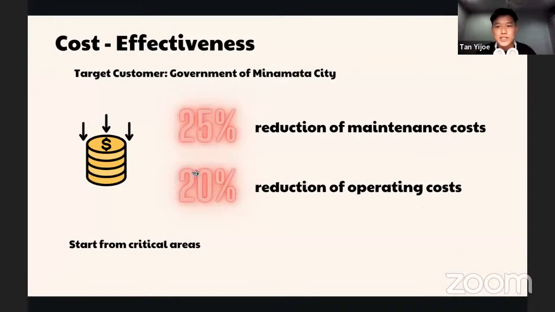Our target customer is the government of Minamata City. By implementing the digital twin, we target a 25% reduction in maintenance costs and 20% in operation costs of Minamata City. To maximize cost effectiveness, we propose to start with critical areas like the industrial areas and expand based on performance and ROI. For the next solution, I would like to invite my friend Theo to continue with the presentation.